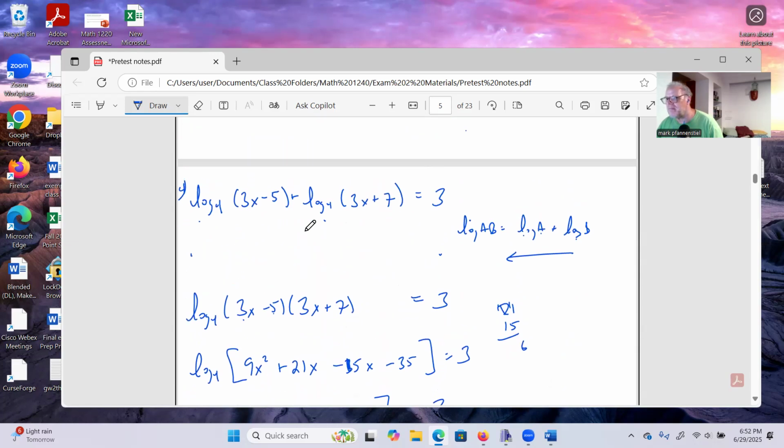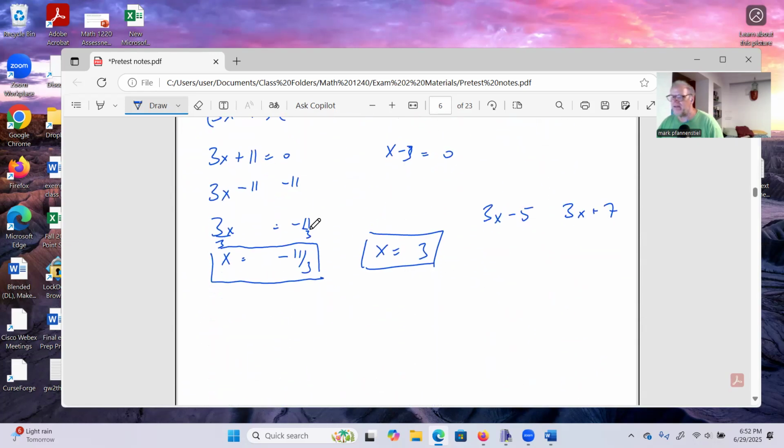Yeah. All right, if I plug in negative 11 over 3 here, 3 times negative 11 over 3 minus 5, that's going to give me negative 11 minus 5. That's going to be negative 16. That's a negative number. We can't take the logarithm of a negative number. That ain't going to work. Okay, so let's go ahead and try the other one.